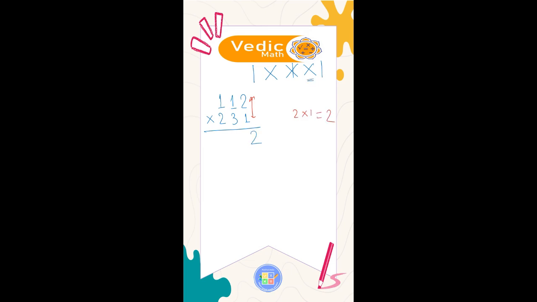Second pattern is cross multiply and add. 1 times 1 plus 2 times 3, which gives us 1 plus 6 is 7. We will write 7 here.